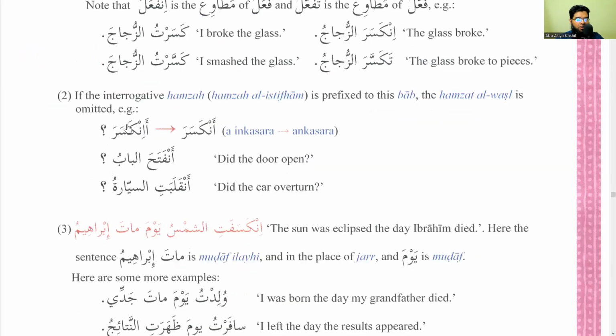Just some point here. If form 7 you want to use a question, there'll be 2 hamzas, right? A-I. So you'll drop the hamzatul wasl. Ankasara. Again, you might not be able to identify that this is form 7. So this is ankasara. Anfatahal babu. Literally it was infatahal babu, but because this was hamzatul wasl, you dropped it. Anfatahal babu, like that.